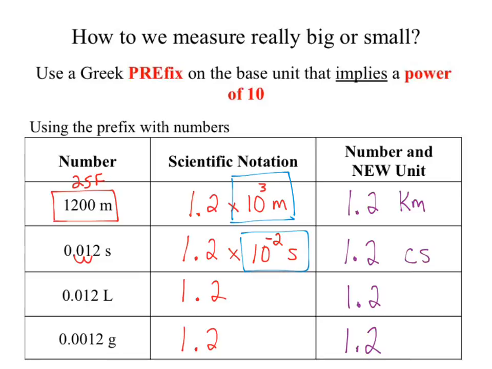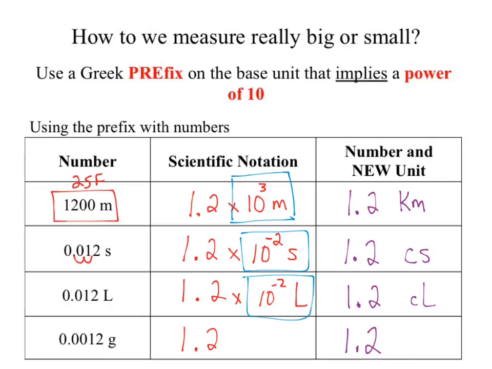Yeah, it's true, it's questionable. No, it's valid. Just because we never hear it. How often do we use centiseconds? Not very often, which is why you haven't heard it. How about the next one? 10 to the negative second, liters, and we end up with centiliters.